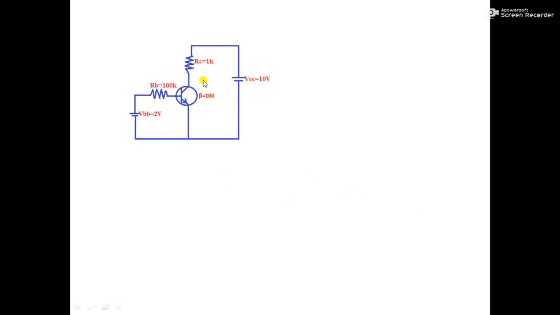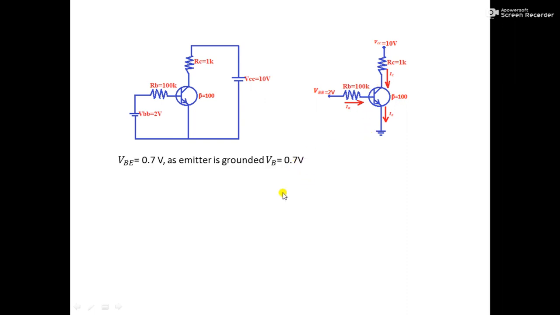This is the circuit. This is an NPN transistor. The base resistance is 100 kilo ohm, collector resistance is 1 kilo ohm, VCC is 10 volt, and VBB is 2 volt. It is not regular practice to draw the circuit in this way. We usually draw the circuit in this way. So here we have the base voltage VBB, that is 2 volt, and here we have VCC, 10 volt. Now let's verify whether it is working in the active region or not.